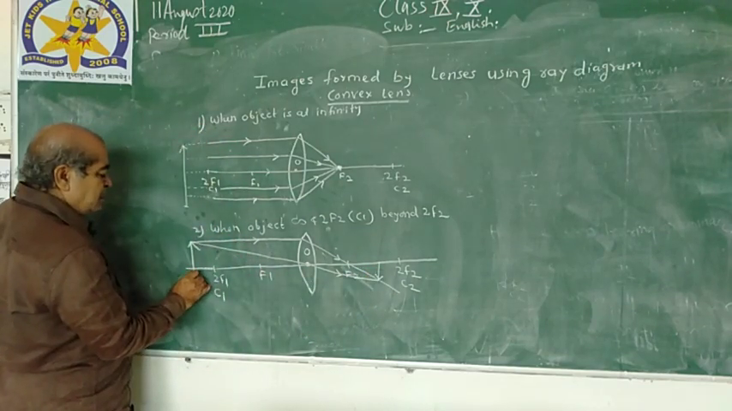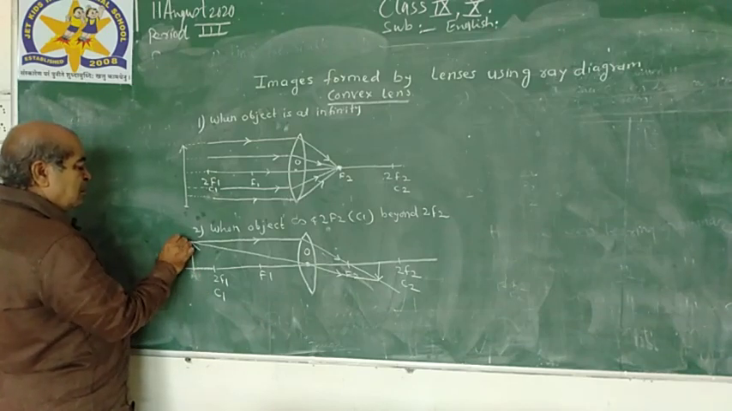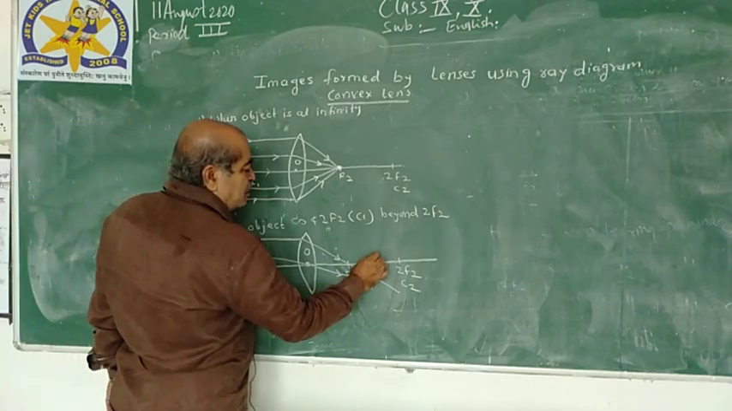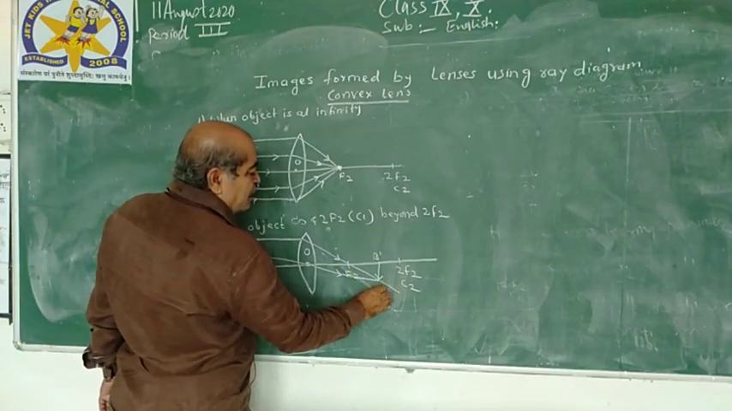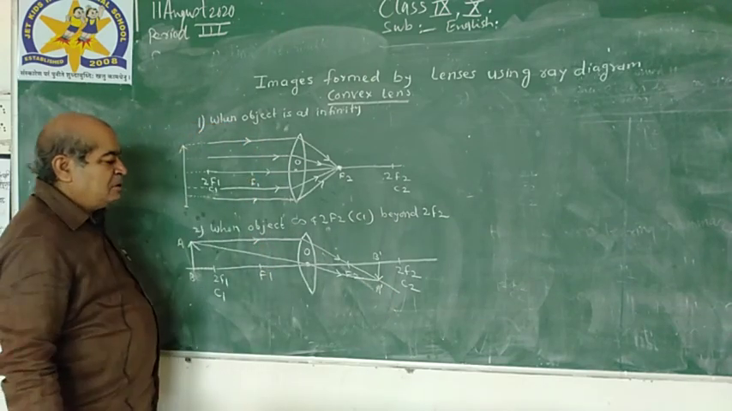So AB is the object, and in this case A dash B dash is the image of the object.